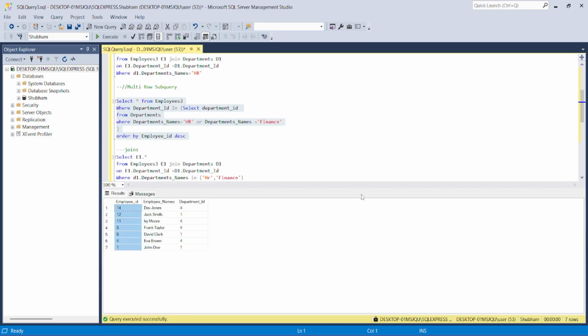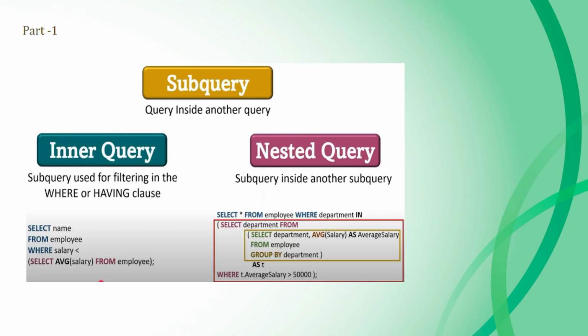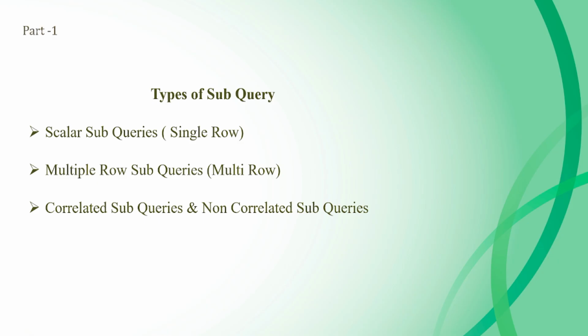So I hope you are clear with this single row subquery and multiple row subquery. And this is the point which we have explained with this example: the order by command cannot be used inside a subquery. We are left with one more topic, which is correlated subquery and non-correlated subquery. I am going to explain this topic in the next tutorial, part 2 of subquery.